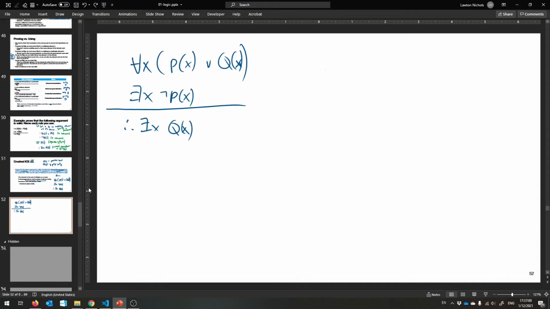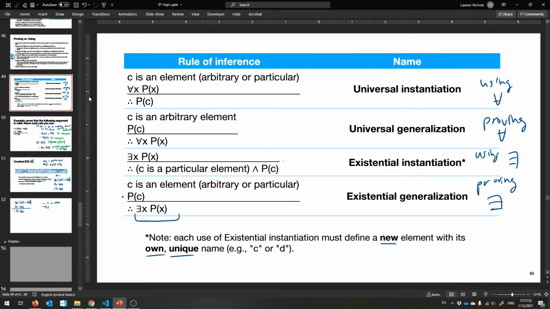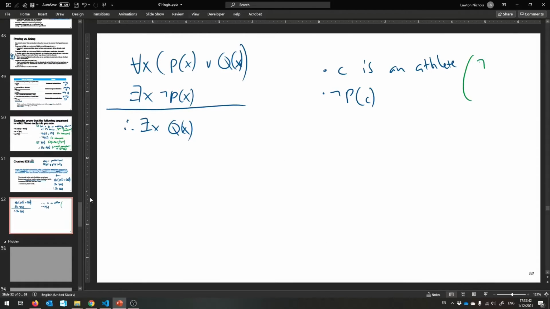Okay? So, we have C is an athlete, and not P of C is true for C, for that athlete. And we get both of these from existential instantiation. These are horrible tongue twisters. Both of these come from existential instantiation. All right, so I made my C. Now I'm going to use it.